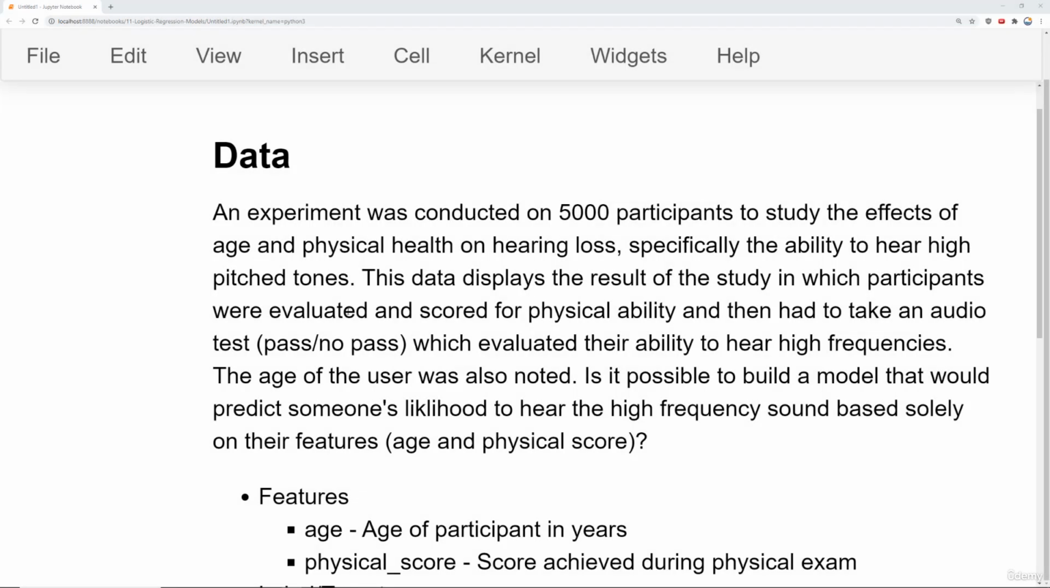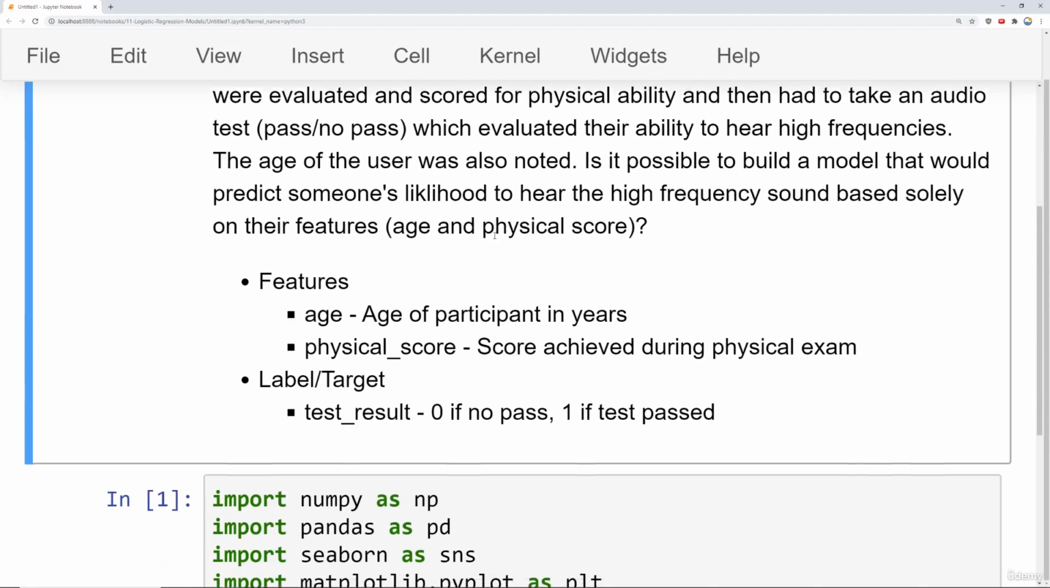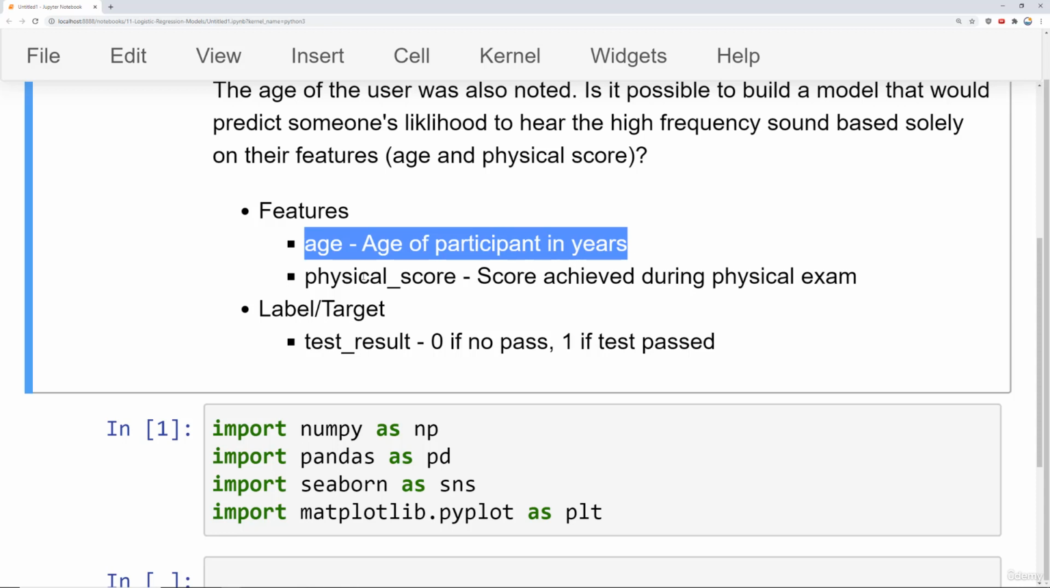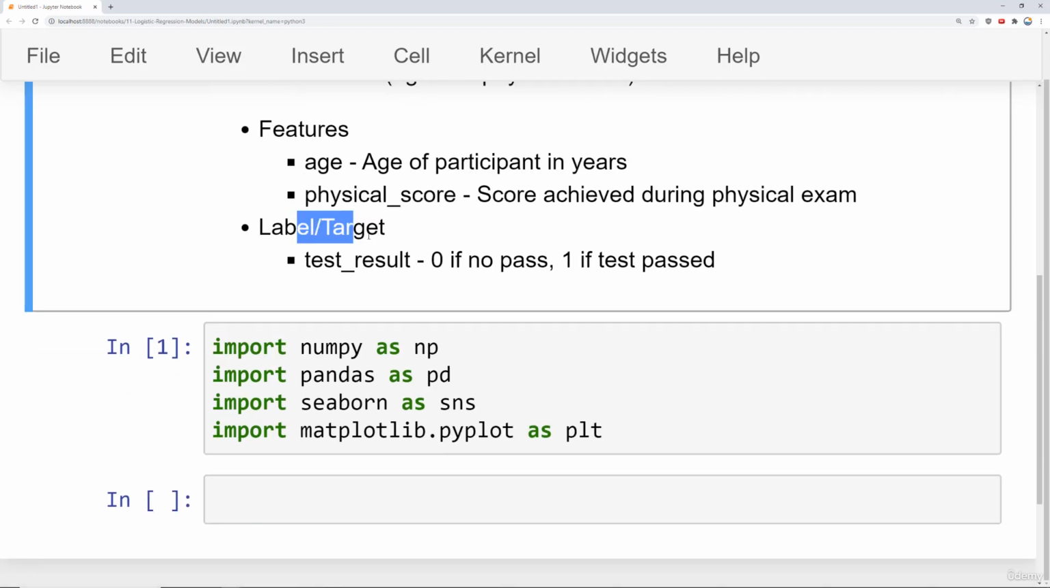Alright, here I am at the notebook, and the data we're going to be working with is just some experimental data that was conducted on 5,000 participants, and it was mainly to study the effect of age and physical health on hearing loss, specifically the ability to hear high-pitched tones. So this is essentially some patients that had two features: the age of the participant in years, and then some sort of physical score. Essentially, they had a physical exam, and depending on how they performed on it, they reached some score. And then the label or target was 0 if they did not pass the high-pitch hearing test, whether or not they could hear those high pitches, or 1 if they did pass.